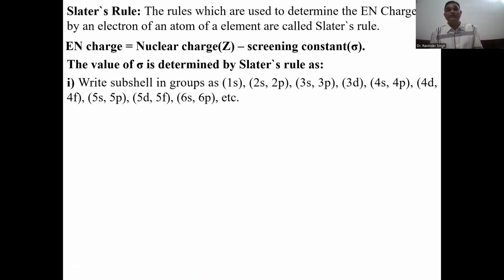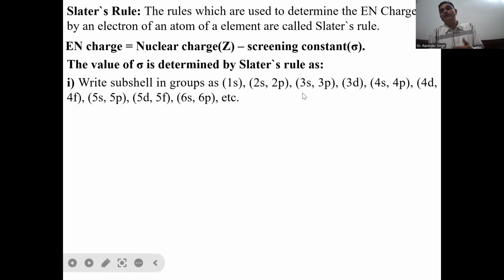After writing the electronic configuration, you have to divide all these subshells into some particular groups. So what are these groups? You keep S and P together of a particular shell. For example, in the first shell there is only S, that is one group. In the second shell there are only S and P, so keep these S and P in the same group. So 2S and 2P form the one group.